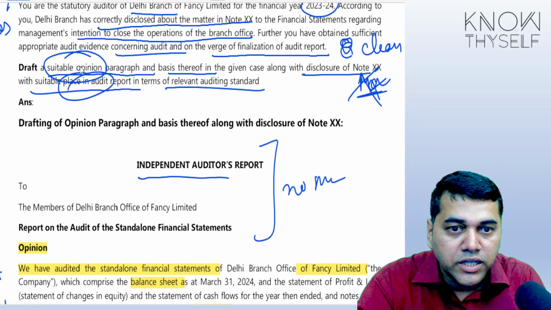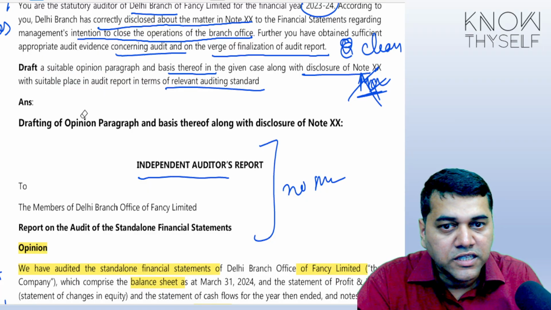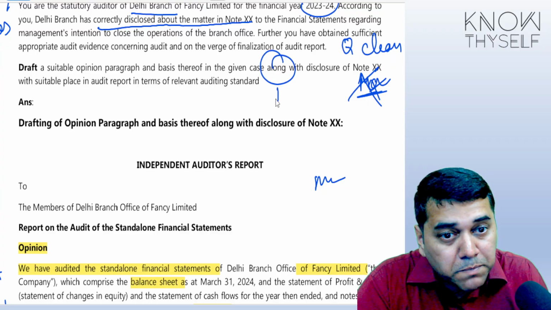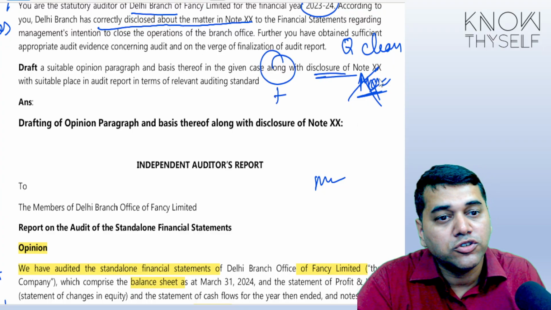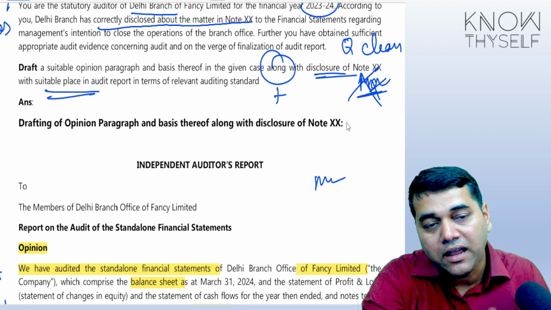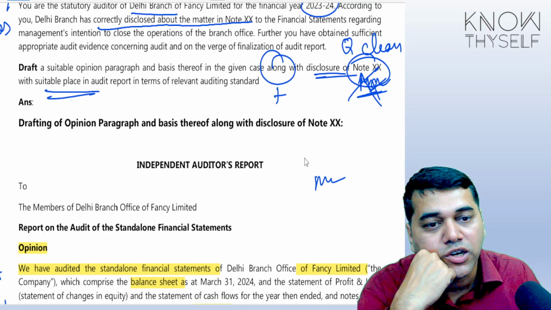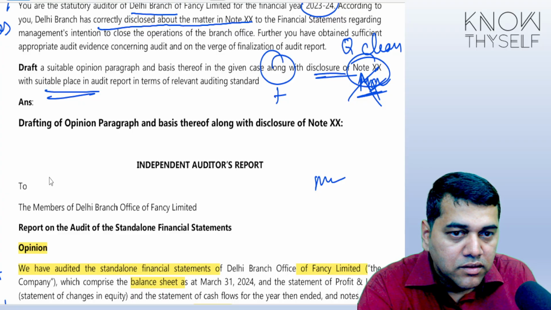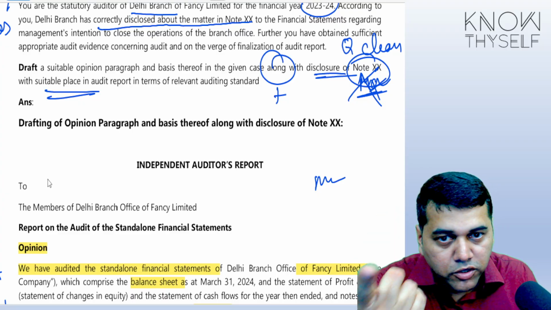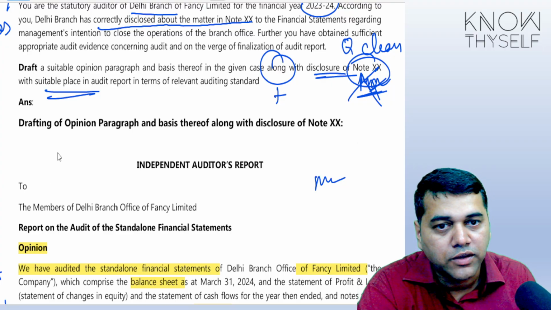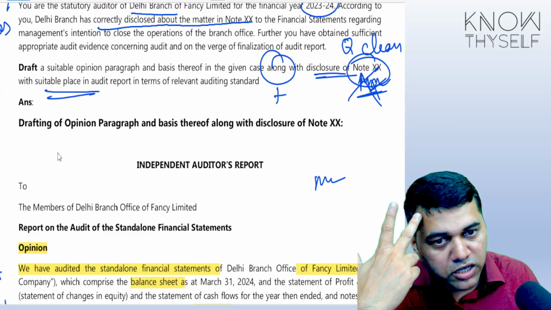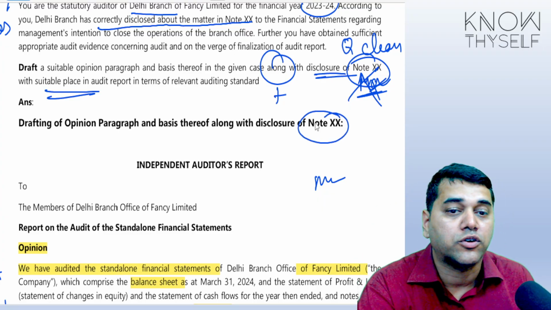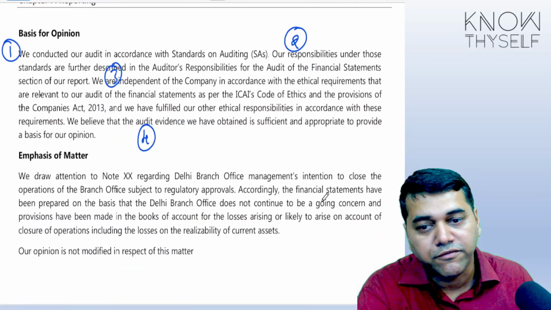Now, they said one more thing: draft this para and basis thereof in the given case, along with the disclosure of the note number, with a suitable place. Now, where do I have to quote this note number 20? First thing, it is not part of my opinion. It is not part of my key audit matter, because it doesn't feel like I have taken so much effort and significant attention. It is not a part of going concern. But something has been very well disclosed in the notes to accounts. Tell me, students, is it not going to become my emphasis of matter?